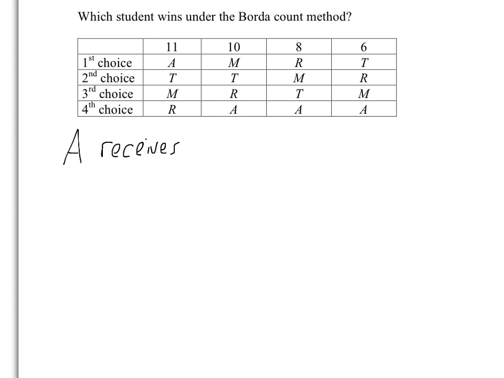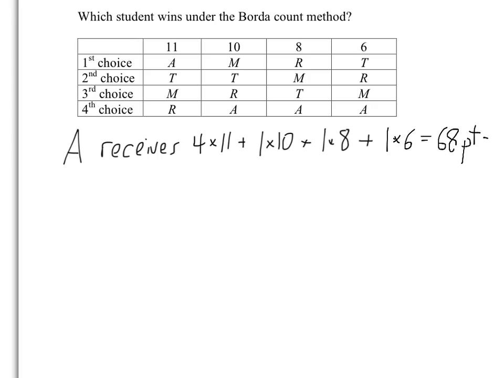On the first group of ballots, she is receiving 4 points each times 11 ballots. On the second group of ballots, of which there are 10, she receives only 1 point each times 10 ballots. Then in the third group of preference ballots, she is again receiving only 1 point each times 8 ballots. And finally, in the last group of 6 preference ballots, she is again receiving only 1 point per ballot times 6 ballots, for a total of 68 points.